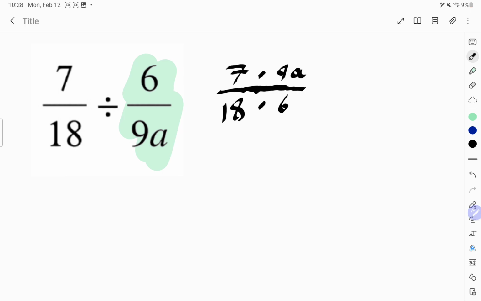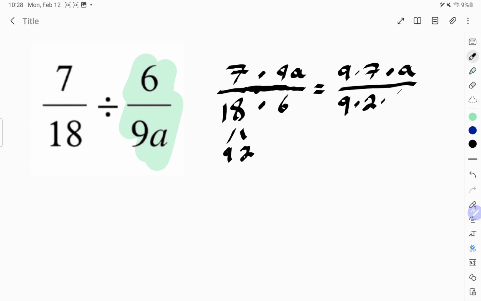And find the factors. Now, 9, I'm going to leave it alone. But 18, I'm going to go ahead and simplify that. So 18 is going to change to 9 and 2. And that is the only thing I'm going to change. Now let's write our factors. It's going to be 9 times 7 times a. And on the bottom, it's going to be 9 times 2 times 6.